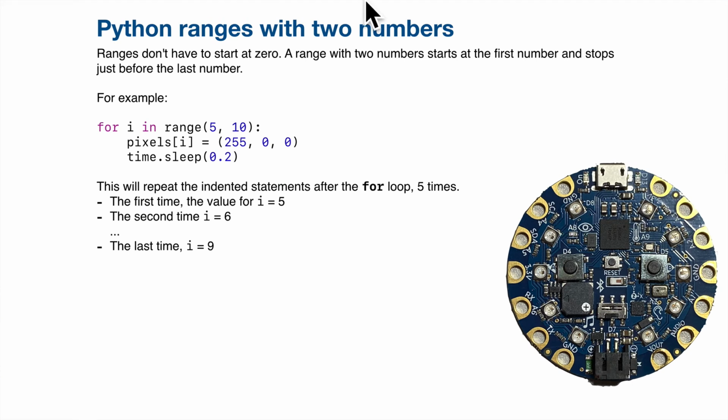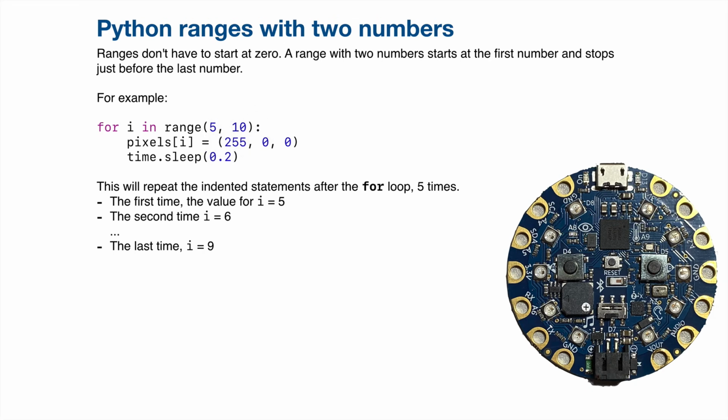All right, let's take a look at a few more things that we can do with Python. Specifically, we're going to look at how we can change our ranges. Ranges don't have to start with 0. If you want to start with a particular number, you could use a range with 2 numbers in it. The first number is the start value, and the second number is the number that you go up to but don't reach. So we'll go through 5, 6, 7, 8, 9, and not reach 10.